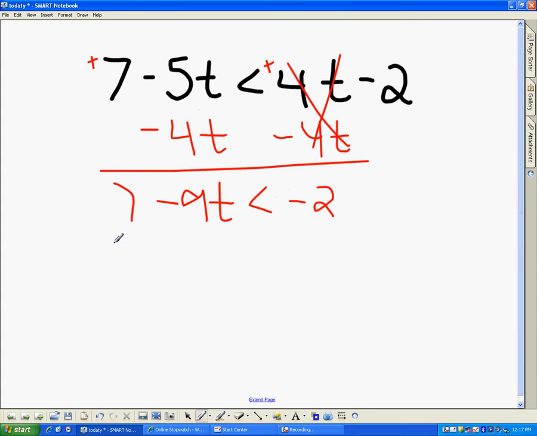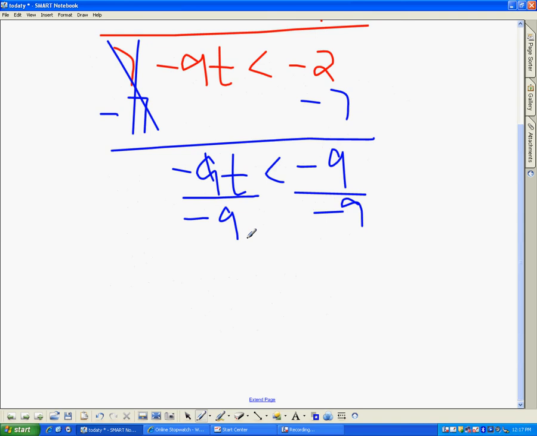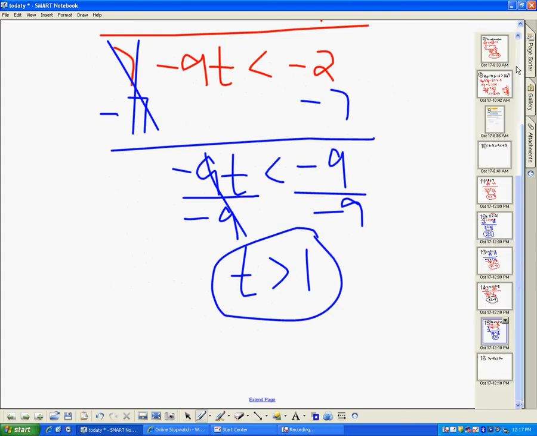Now I'm going to subtract 7 from both sides. This cancels out. Negative 9t is less than negative 9. Divide both sides by negative 9. And because we divided by a negative number, we're going to change the direction of our inequality, so t is greater than 1. Negative 9 divided by negative 9 is positive 1.